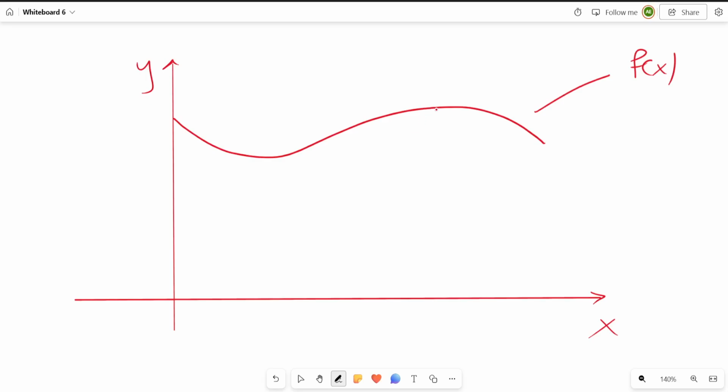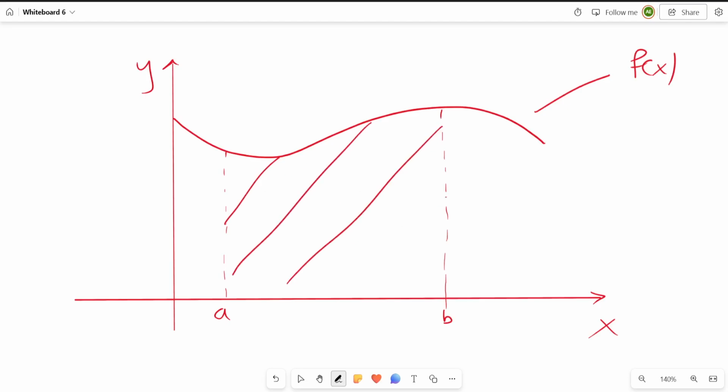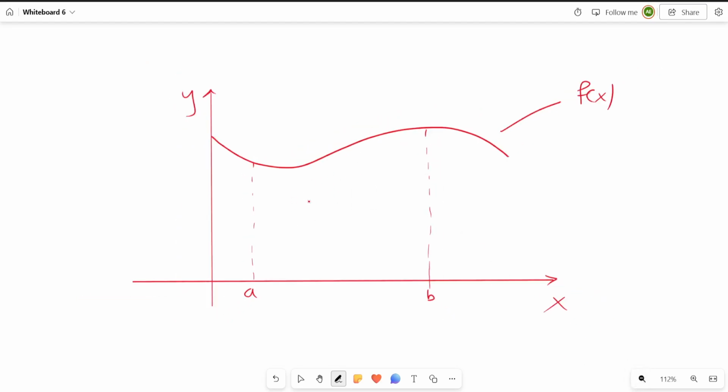So let's say we want to find the area under the curve from a, over here. So this is a and this is b. We want to find this area over here under the curve. If this was something like a rectangle or a straight line, it would be easy. We would just multiply the width by the height. But the problem is that this is a curve. So how can we get an exact answer to the area under this curve?